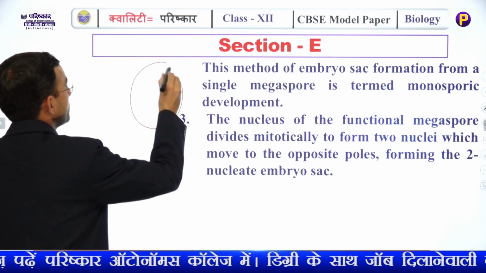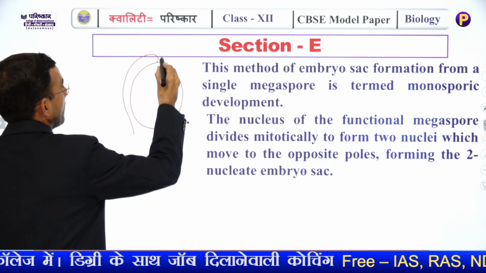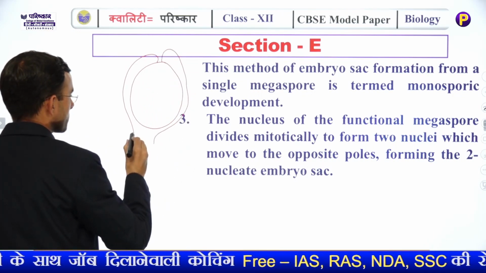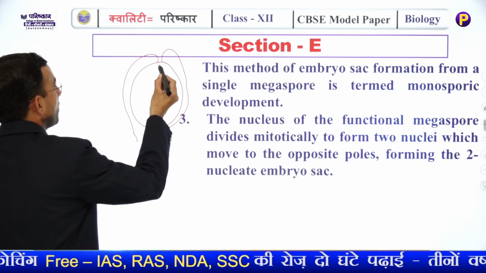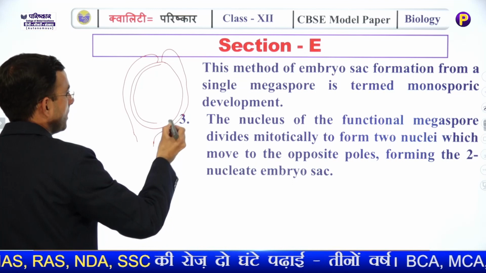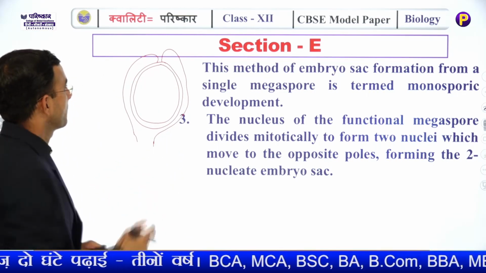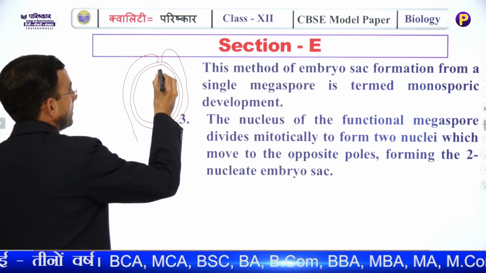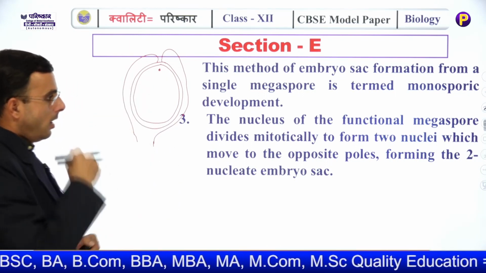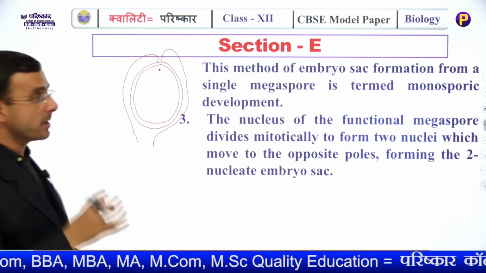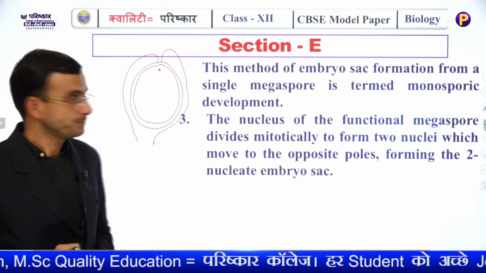This is the nucellus, and this is the outermost boundary, that is the integument in the ovule. This is the megaspore wall. That megaspore is enlarged, and this is the nucleus of the megaspore. That megaspore nucleus is formed after meiosis. So this one is haploid.